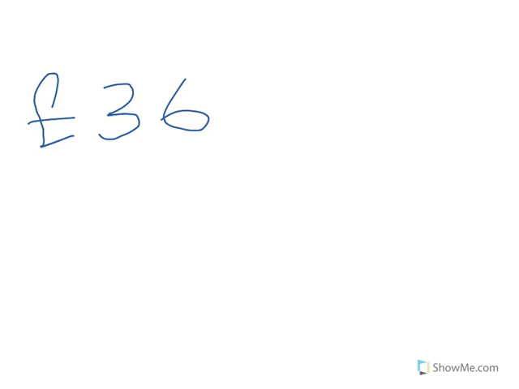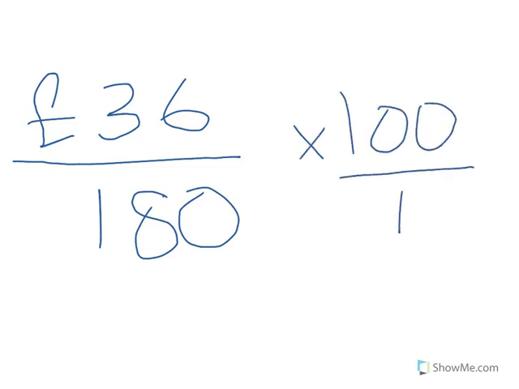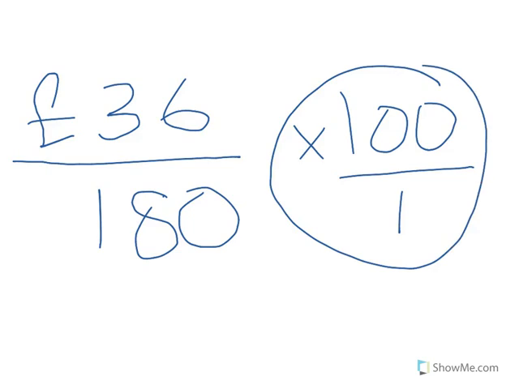If I want to convert that 36 pounds into a percentage, to find the percentage profit, what I can do is divide the profit by the cost price, which was 180, and then multiply by 100 over 1, because I want to change it into a percentage. I can just cancel this 0 from here, do it on my calculator, and I would get 20%.